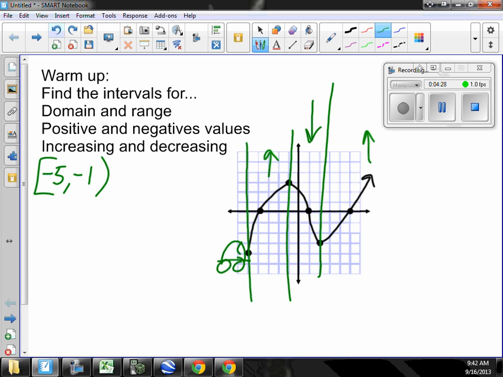So the other increase begins at 2 and goes to infinity, and I don't include either of those endpoints. What is the interval of decrease from -1 to 2? Do I include either of those? Nope.